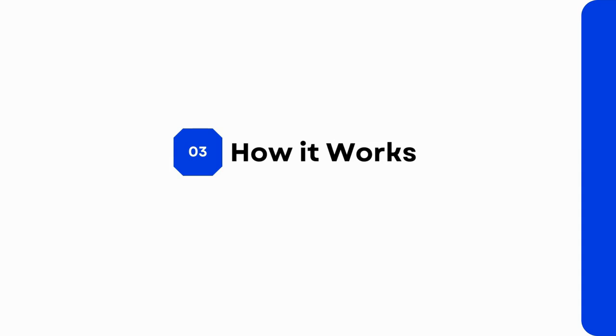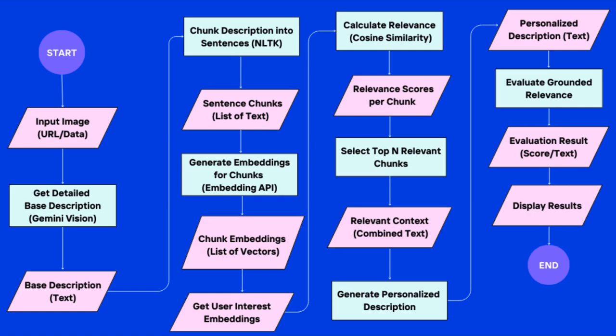Next, I will explain the personalized AI narrator workflow. It starts when the system gets an image. First, a Gemini vision model analyzes it to create a really detailed description. Because descriptions can be long, I then break that text down into individual sentence chunks using NLTK.